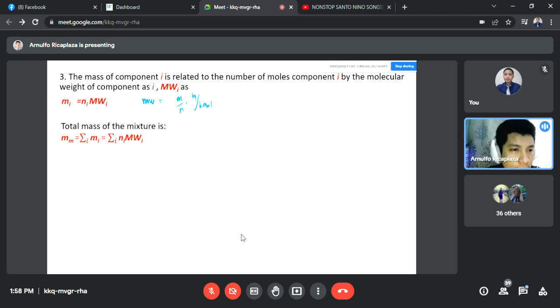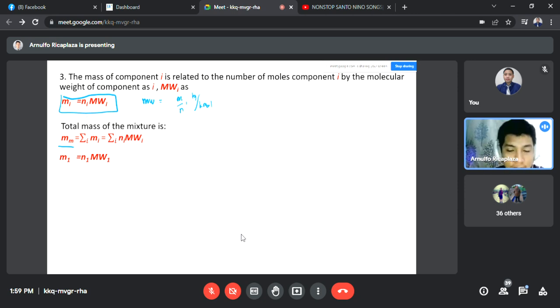Okay, and we have this formula for finding the mass of the mixture: the summation of Ni times MWi, the molecular weight. Don't forget this formula, that is for the basics. Since we're talking about the mass, I also showed here another way of getting the total mass.